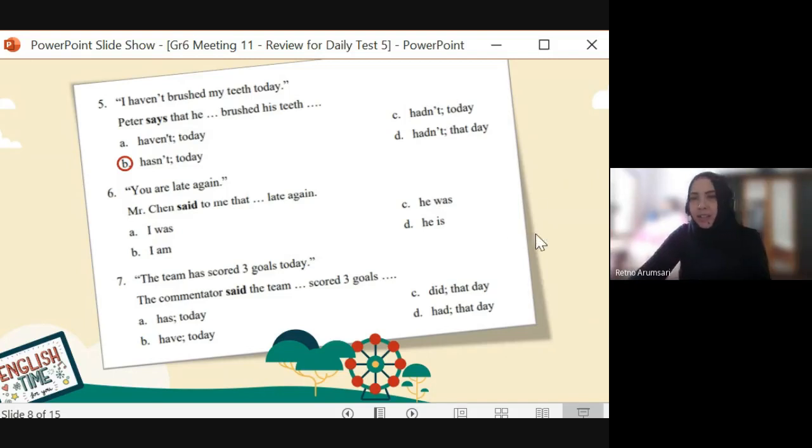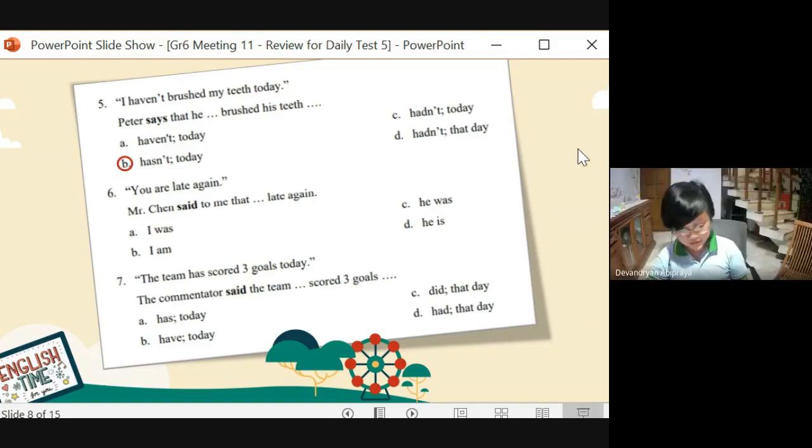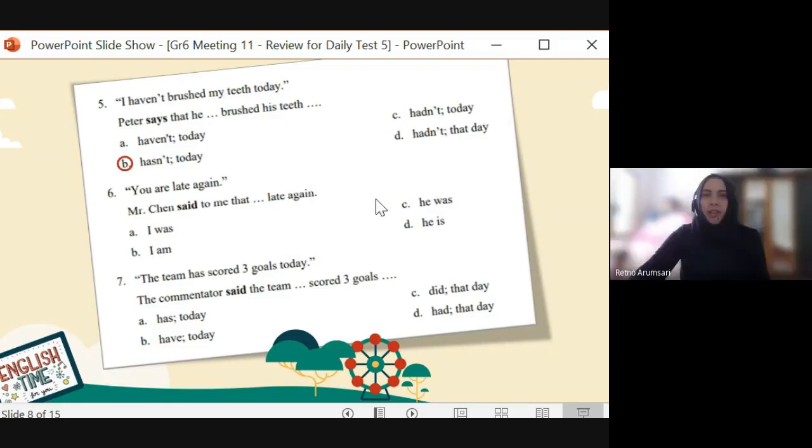Next, let's go to Devandrian. Number six. "Mr. Chen said to me that I was late again." Said. It means that you need to change are into the past, right? And the subject is I, then I use was. That's why the answer is I was.